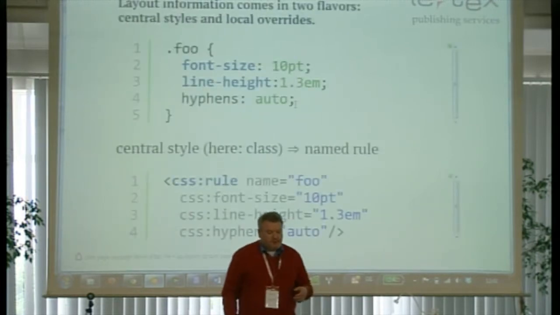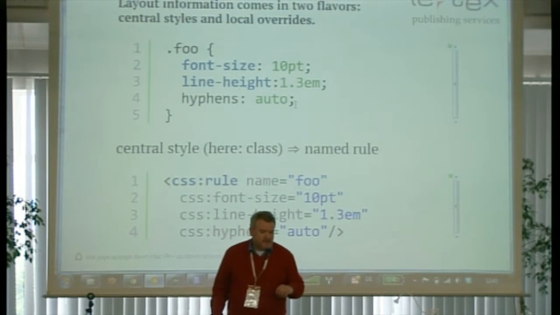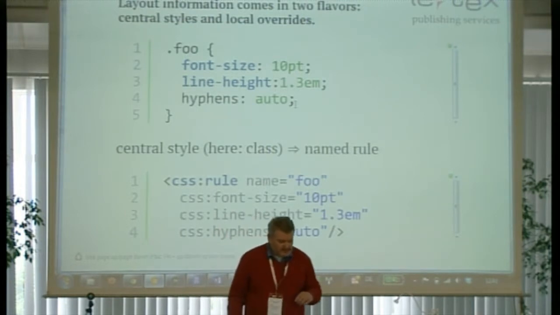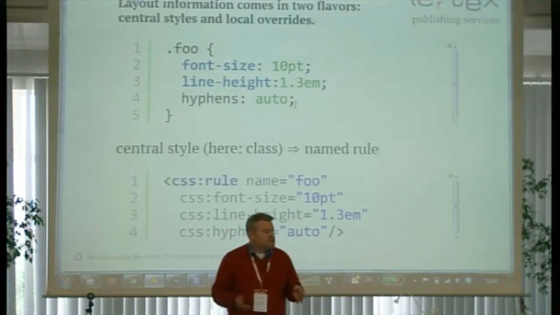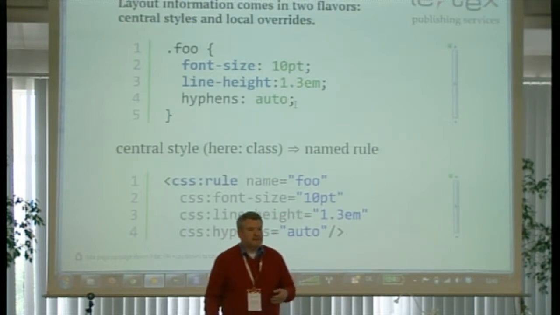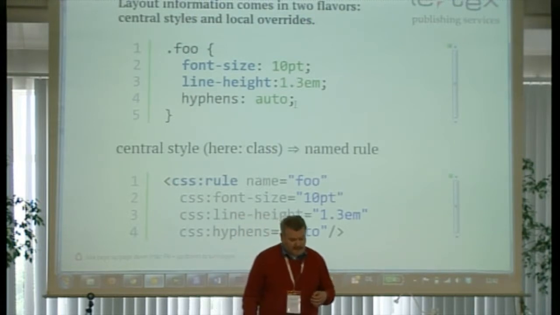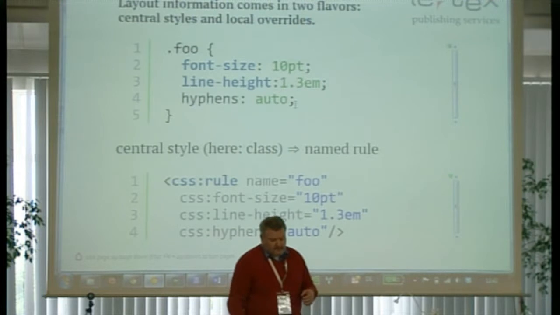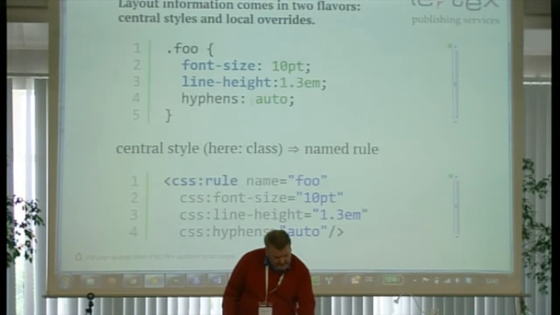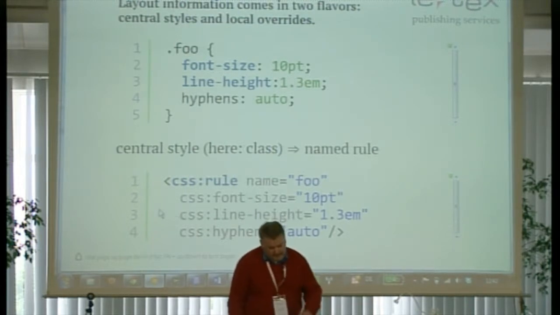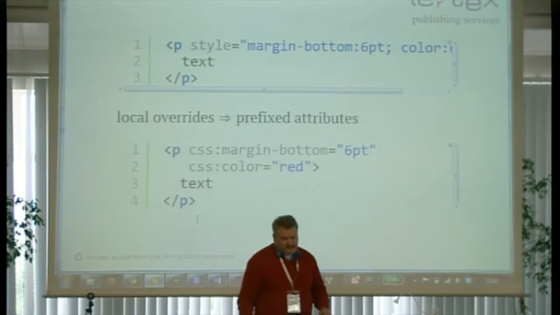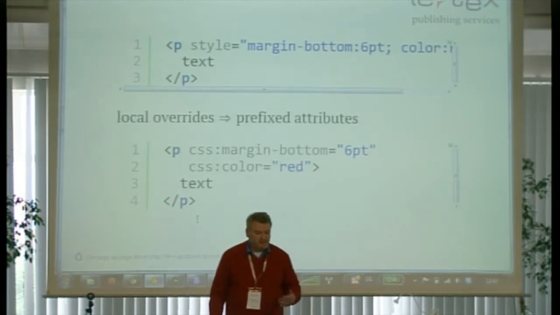Layout information, and this is a CSS example, it's the same in Word or in InDesign, comes in two flavors. One is centralized styles, or the classes in HTML, and the other is local overrides. And what we do with CSSa is to map, here in this example, an HTML class with its CSS rule with its properties to a CSS rule element, where we just have these individual properties translated to attributes. And the same for explicit styling or local overrides.